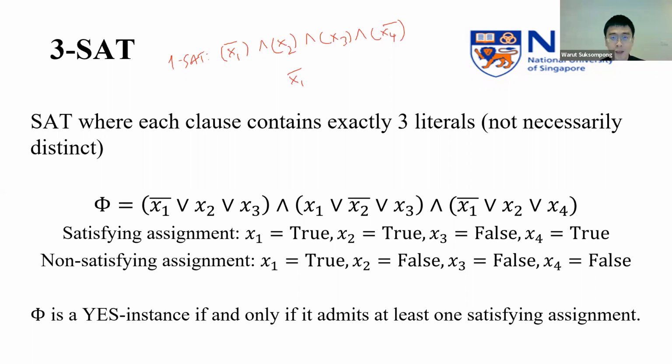situation where a variable occurs simultaneously with its negation, like in the formula above, right? x1 bar and x2 and x3 and x4 bar, that's perfectly fine. You can set x1 to false, x2 to true, x3 to true, and x4 to false. And then all clauses will be true. So 1SAT, obviously you can solve it in polynomial time.